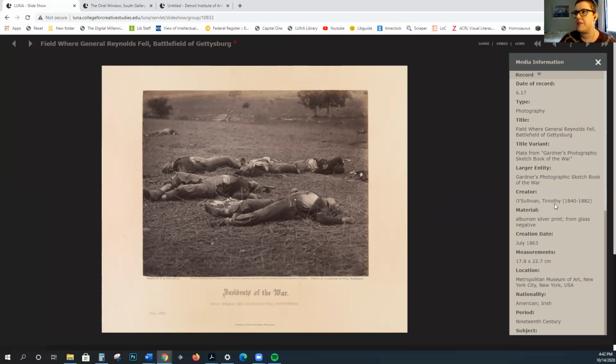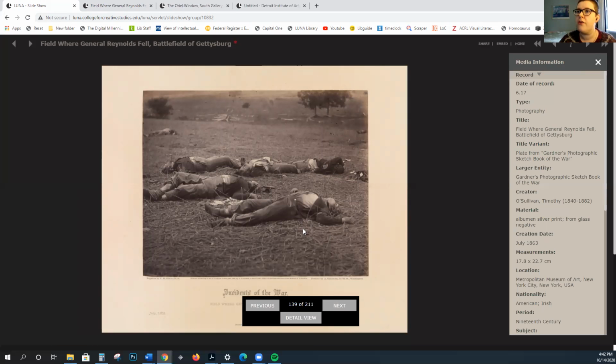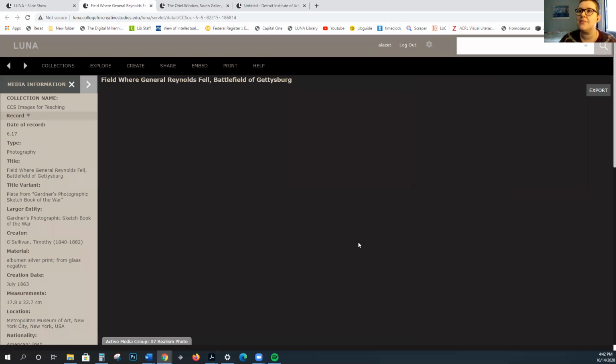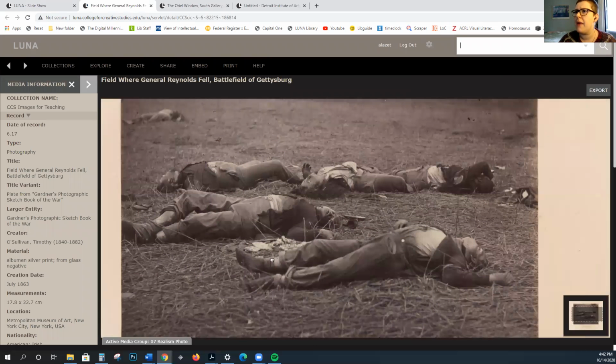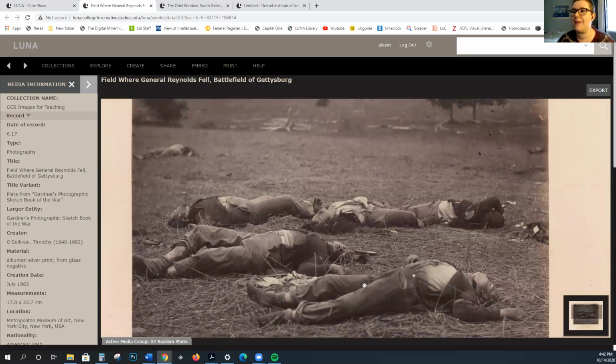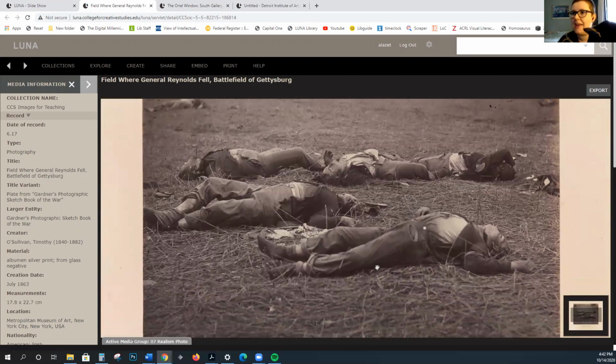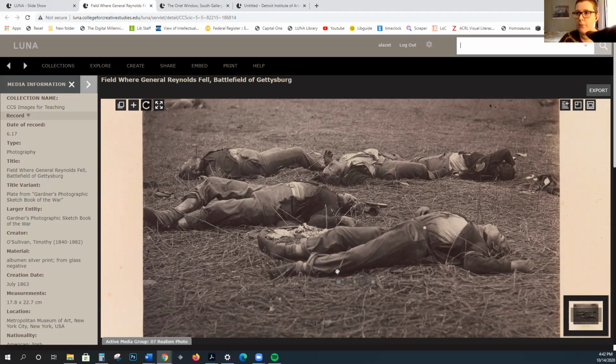This is by Timothy O'Sullivan, and it's published in a larger book of photographs of the war. It's titled Field Where General Reynolds Fell, Battlefield of Gettysburg, July 1863. What you're seeing here are the corpses of soldiers. But if you look at this image, and if you are at all familiar with war and how it is enacted at this time, you'll notice a couple of things that are odd here, specifically what is missing. If you look at these people, you'll see that what's missing are shoes or boots.